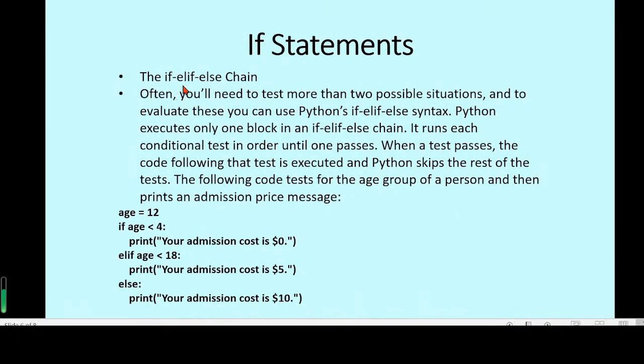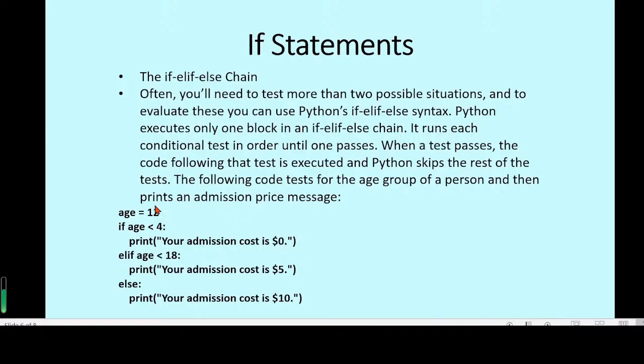And the if-elif-else chain. Often you will need to test more than two possible situations, and to evaluate this, you can use Python's if-elif-else syntax. Python executes only one block in an if-elif-else chain. It runs each conditional test in order until one passes. So when a test passes, the code following that test is executed and Python skips the rest of the tests. The following code tests for the age group of a person and then prints an admission price message.